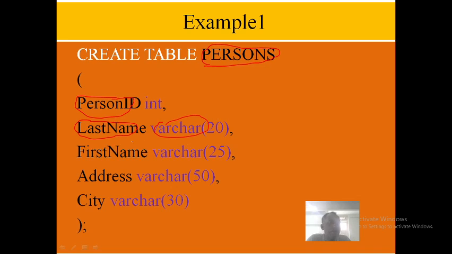Got it? Then third column is what? First name of the person. It is also type varchar, and the size is 25. See here, now size is 20 and here size is 25. The length of the string is 25. And address of a person is also of type varchar, because it is like a string, and its size is 50. For integer there is no size.